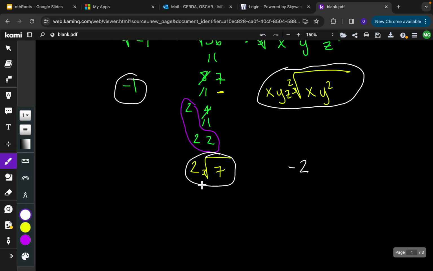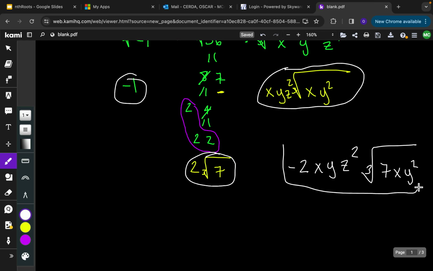That takes care of those 2. I'm going to bring everything here that's outside down. So I'm going to say x, y, and z to the 2nd power. And the cubic root, so what was inside: this 7's inside, and this x and y squared is inside. So x and y squared stay inside. And that is your final answer for this. Again, we split it up so it's easier to do, and then at the very end, just bring it together.